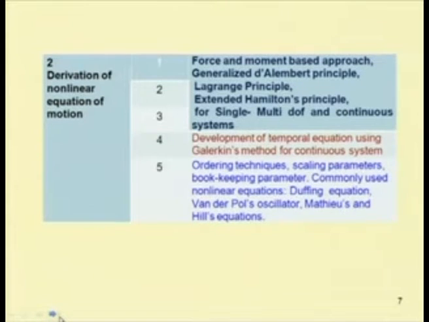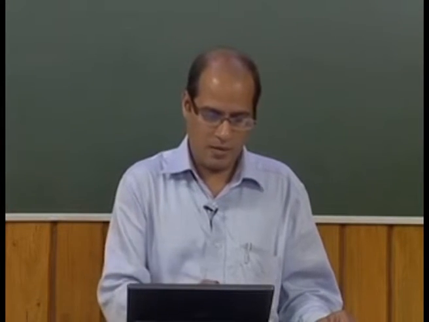So, we have already seen these four different types of equation and combinations of the Duffing and Van der Pol equation, or Duffing and Mathieu equation, and Mathieu-Hill equations. In combination of all these equations we can have other forms of nonlinear governing equations. Today's class we will study the force and moment based approach, but before that we will review what we have discussed in the last 4 lectures.